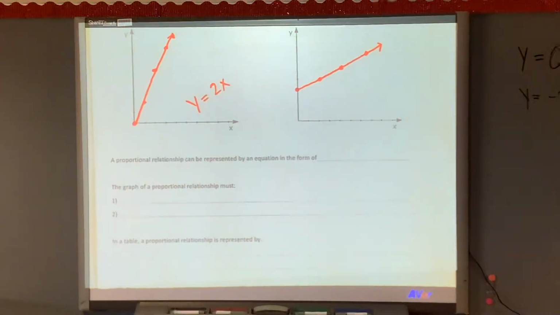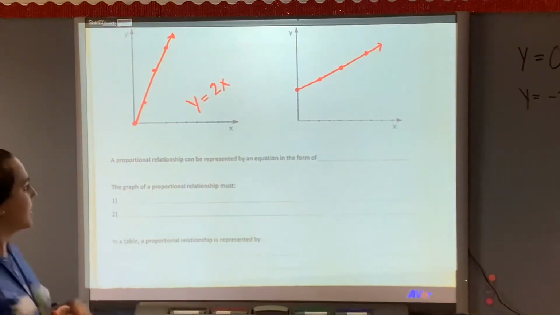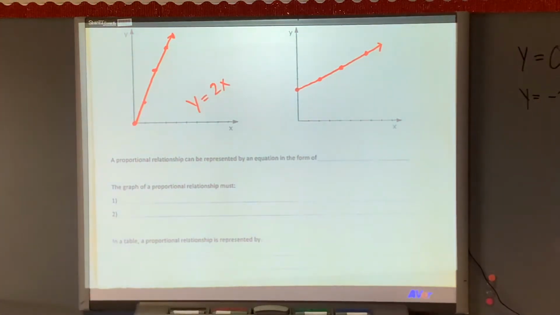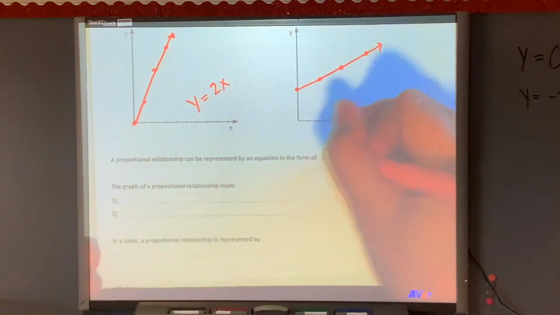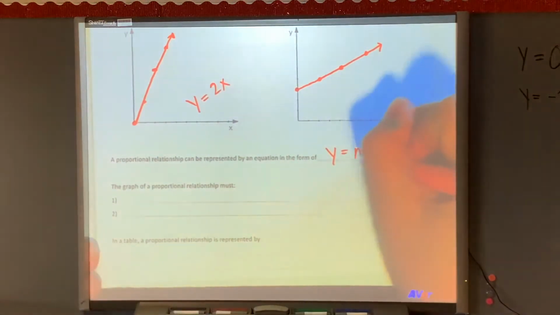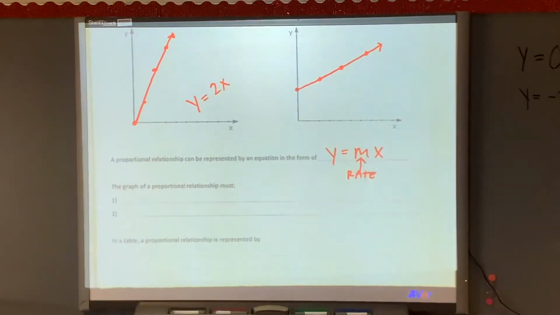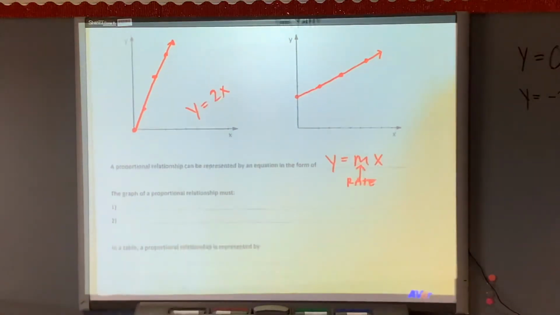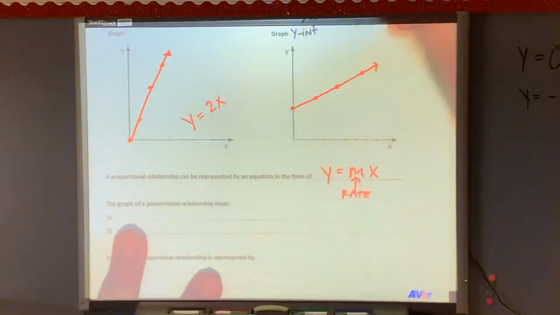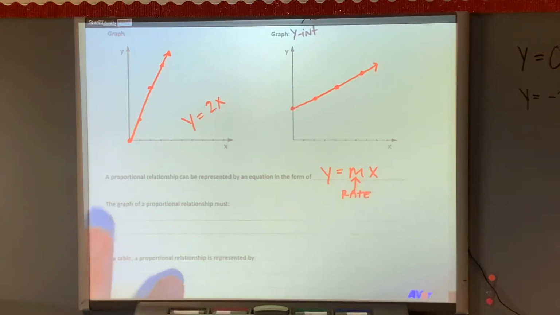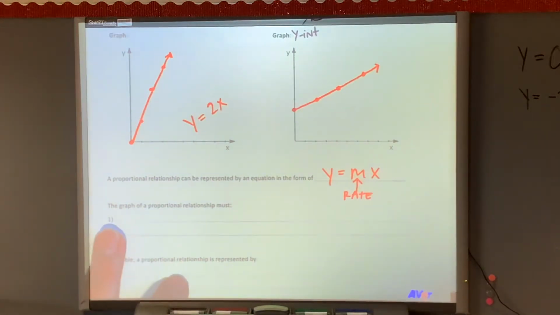All right, let's talk about some specifics of proportional relationships. It says a proportional relationship can be represented by the equation in the form of y equals mx, with the m being our rate. By the way, side note, this rate is actually going up by 1/2. Or, did I do these right? 2, 4, 4, 5. Oh, yes.